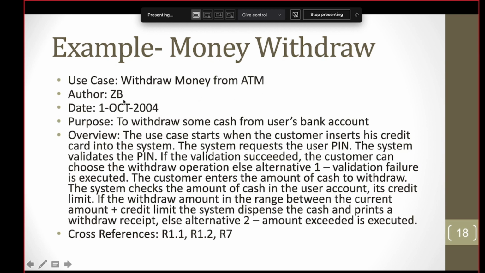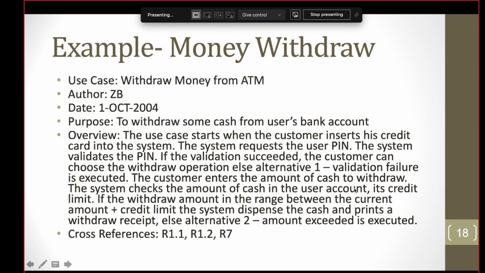Author: you put your name. Date: the date on which it was prepared. Purpose: to withdraw some cash from the user's bank account. Overview: the case starts when the customer inserts his credit card. System request: you write everything here. The customer can choose the withdraw operation, else Alternative 1, validation failure, is executed. Alternative 1, validation failure, means that if he enters an incorrect PIN, validation failure is executed.